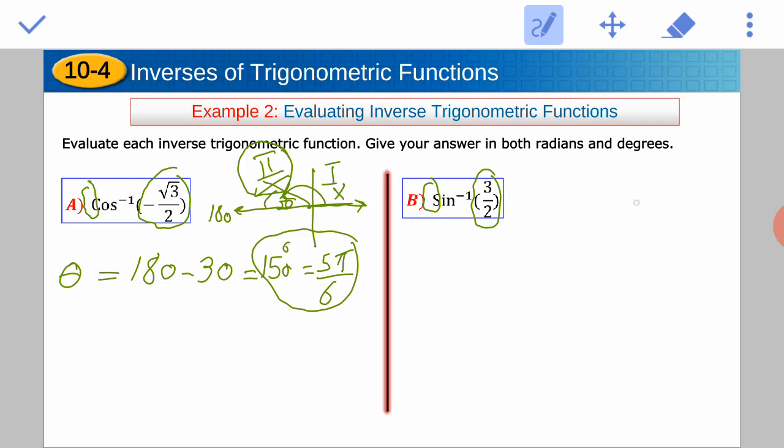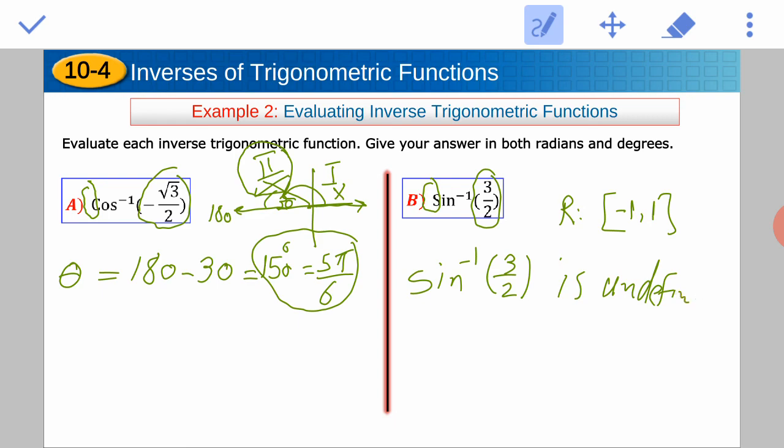Guys, the sine ratio range, do you remember? The sine ratio range is from negative 1 to 1. So this value is outside the range of the sine function. So the answer is: the inverse sine of 3 over 2 is undefined. It's undefined. There is no angle whose sine ratio is equal to 3 over 2 because it's outside the range.